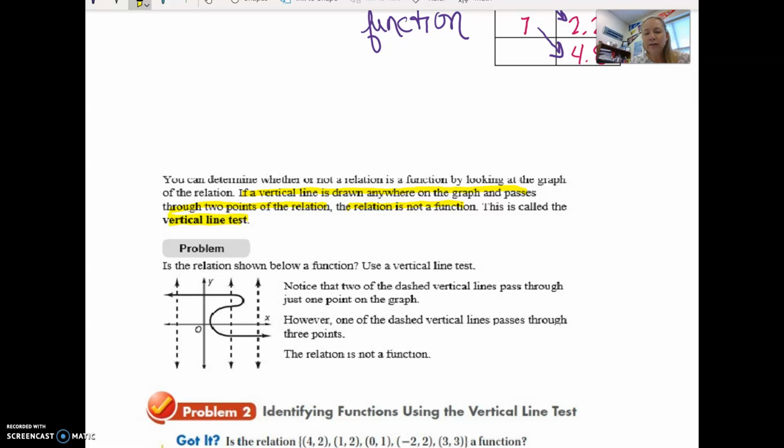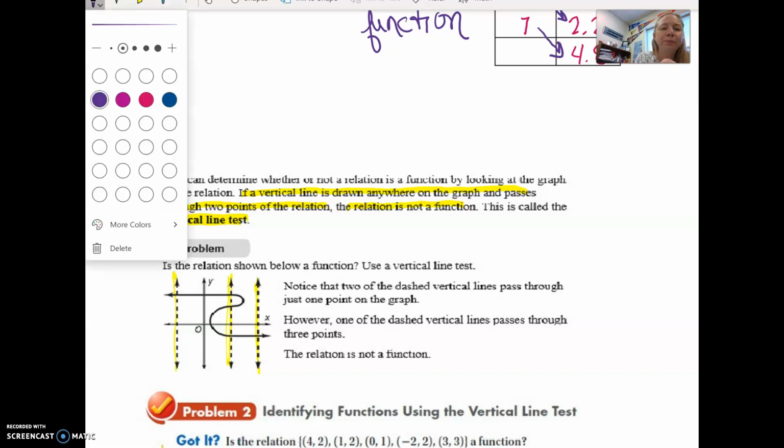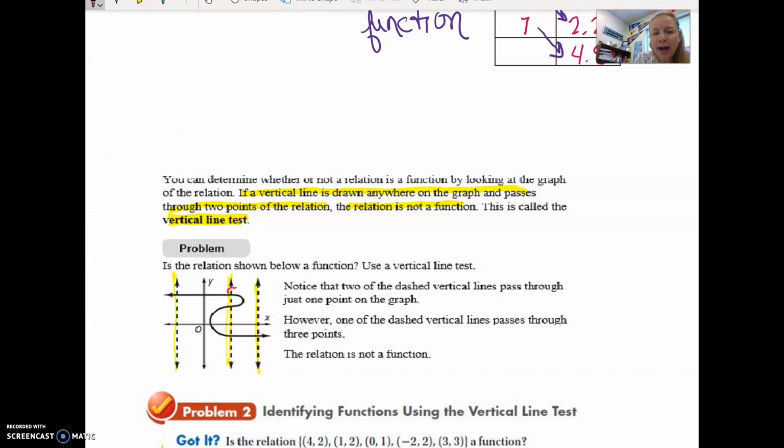So if we look here at this example, it says, is a relation shown below a function? And go ahead and use the vertical line test. Well, if I draw any vertical line anywhere along this graph, is that vertical line going to hit that graph at more than one location? So if we look here, I can see this second line here. It hits the graph at this point, and at this point. So we have a situation.